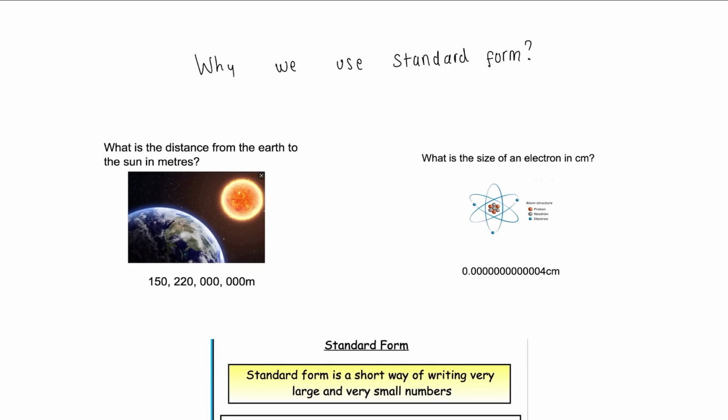Hello, it's Paige Green at Paige Green's Tutoring, and today we're going to be looking at converting standard form into ordinary numbers. But before we do that, let's just have a quick think about what standard form is.